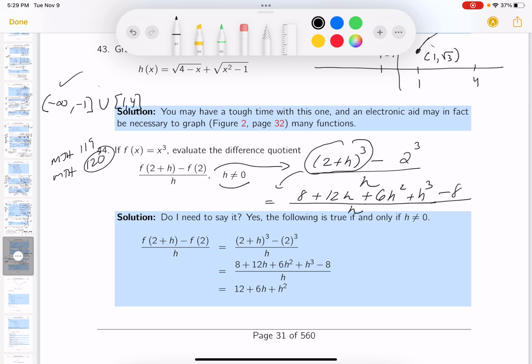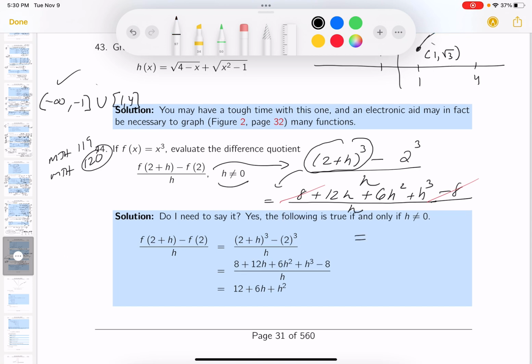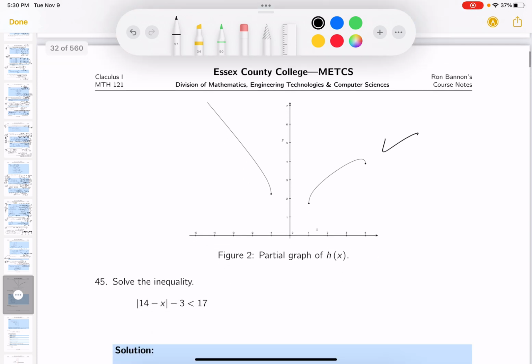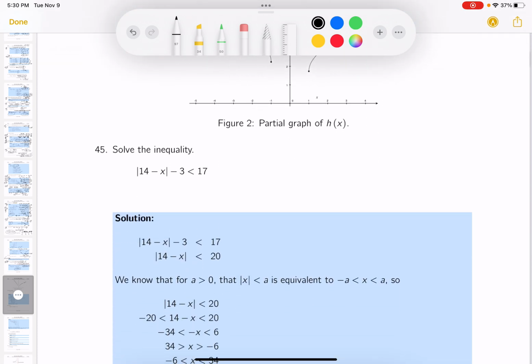Now, what's nice about this, and I do mean this, is that the 8 disappears. And that's really good news for me, and I'll tell you why. I can now divide through by h. And when you divide through by h, because h isn't 0, you're going to get 12 plus 6h plus h squared. I'll put a box around this, and I want to look at the answer key. What they say, 12 plus 6h plus h squared. Not bad.